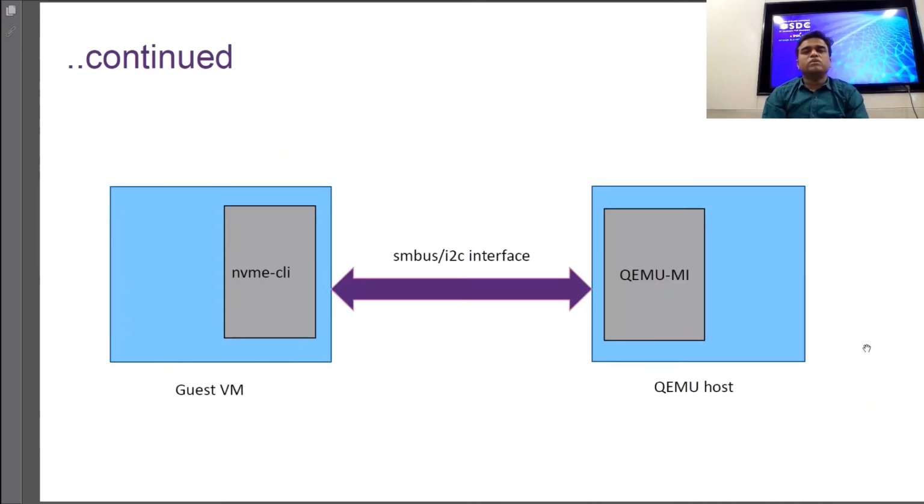This diagram gives you an overview of how the interaction happens. As you can see, on the guest side we have NVMe CLI, and on the host we have the QEMU MI module. The communication happens between this NVMe CLI MI plugin and the QEMU MI module over the I2C interface. We have fixed the address so that NVMe CLI and QEMU can communicate over that address, basically the I2C address. Using this, the communication will happen. So that's about the QEMU MI implementation.